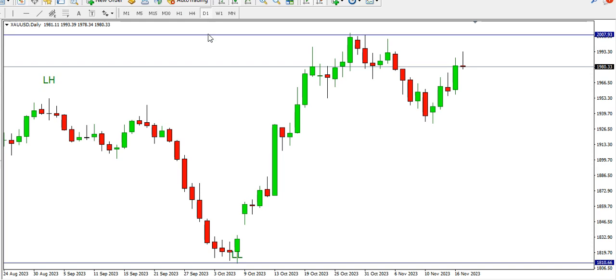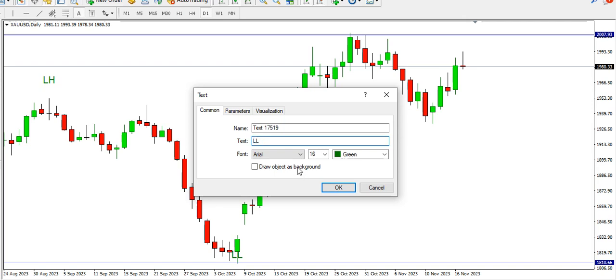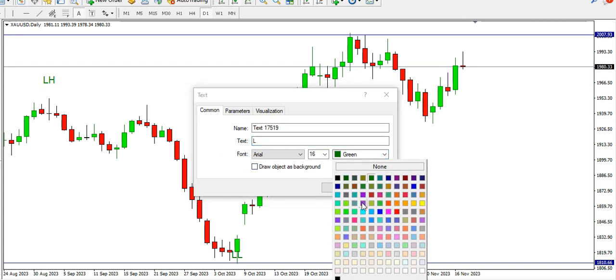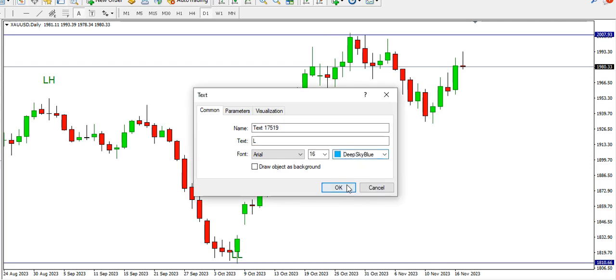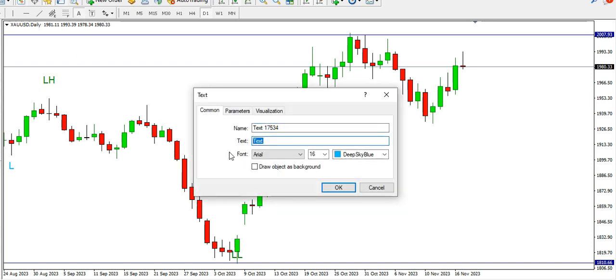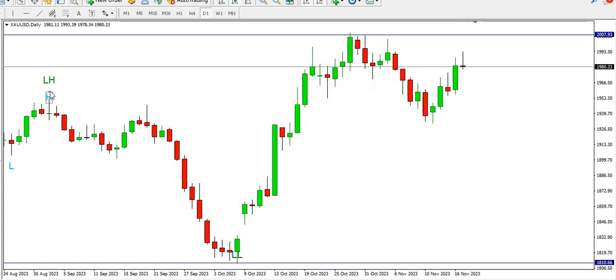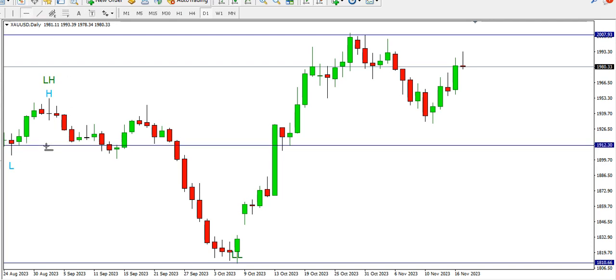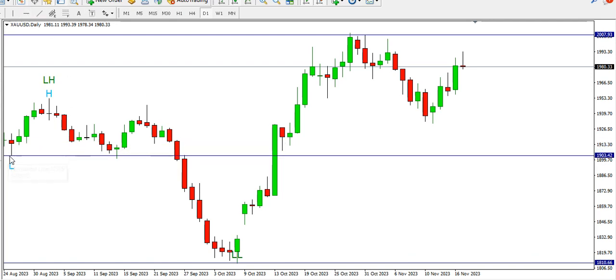Quickly, let us take a look at how the structure is broken on the daily time frame. We have a low around here. It's a low on the daily time frame. Okay, let me change the color to blue. Let me call it deep sky blue. This is a low, there's a high. All right, let's call this our high. So leaving two structures. The first structure is here. This is our first structural low, and this is our first structural high.